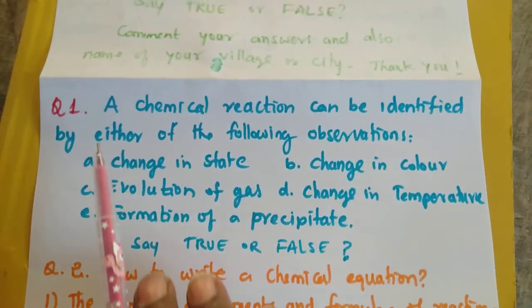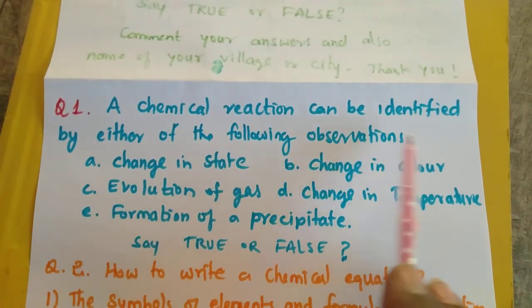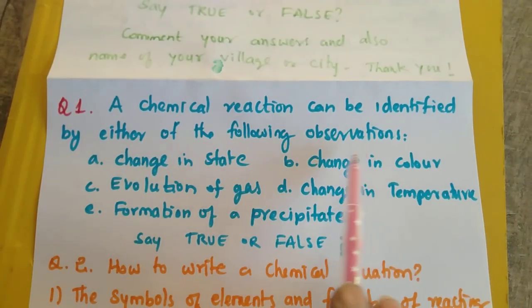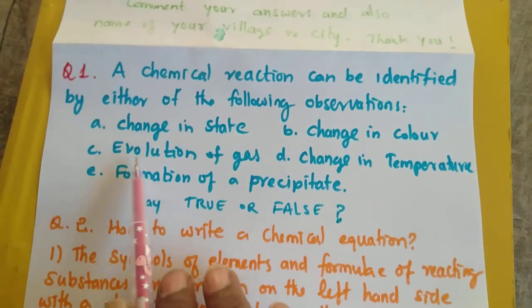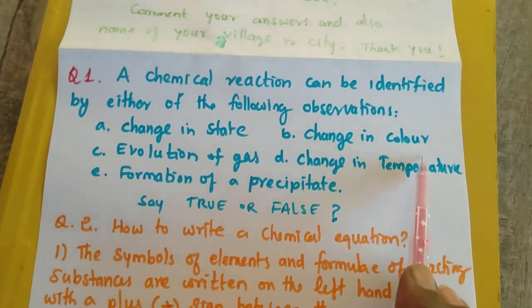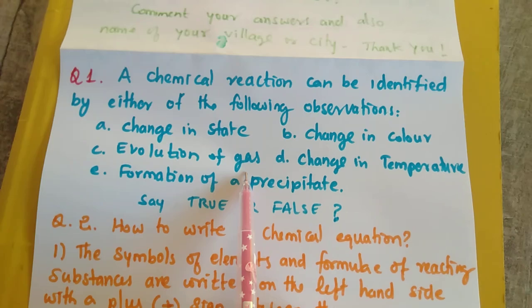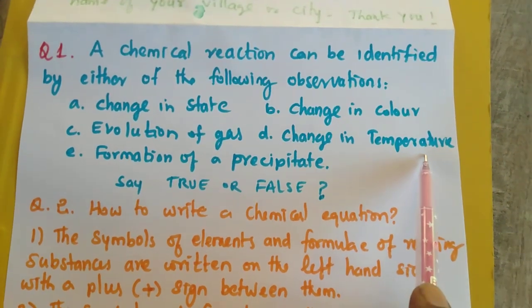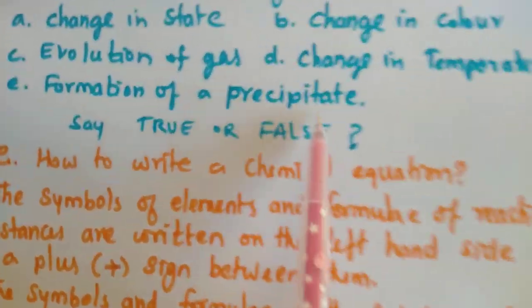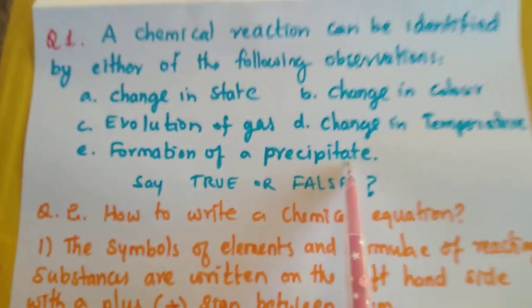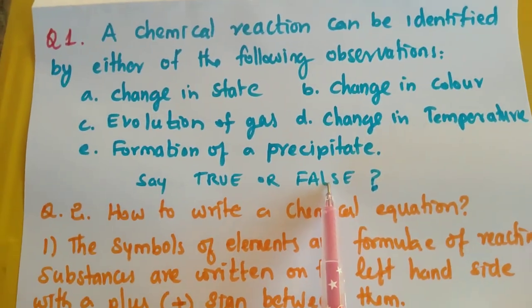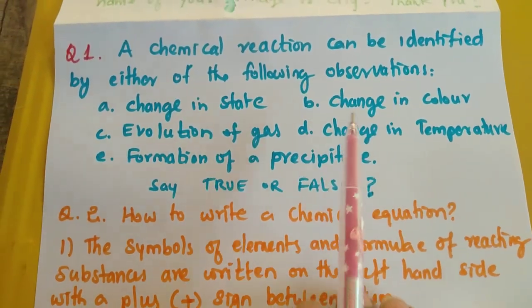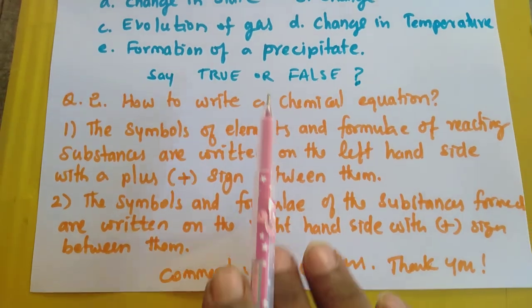A chemical reaction can be identified by either of the following observations: a change in state, change in color, evolution of gas, change in temperature, formation of a precipitate. So you can say true or false. Actually, it is true. Now let us go for one more.